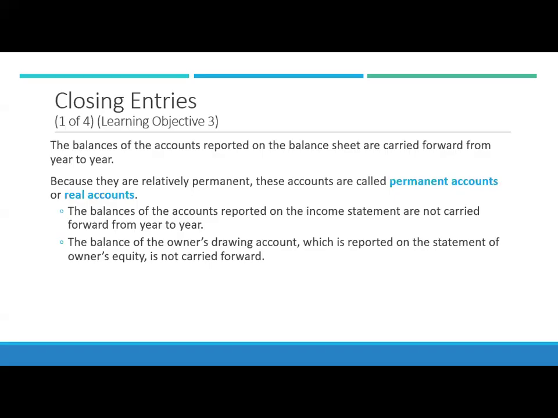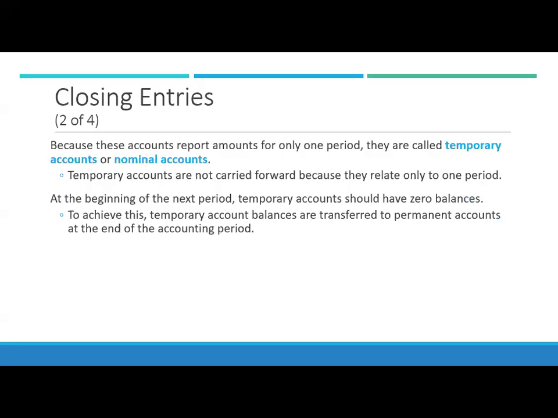The balance sheet's a snapshot in time. And so those are what's called permanent or real accounts. And then the income statement accounts and the drawing account, those are activity accounts. They're also called temporary accounts or nominal accounts. And they're not carried forward because they relate only to one period.